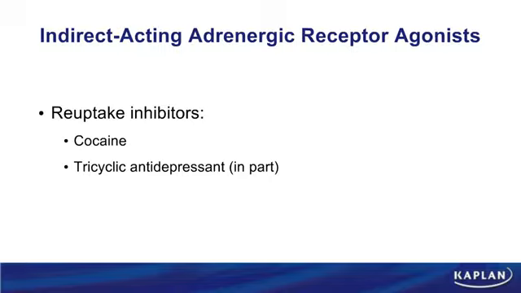Also in the category of indirect acting agonists are the reuptake inhibitors cocaine and TCAs. These are drugs that block the reuptake of norepinephrine into the presynaptic nerve, thereby increasing the amount of norepinephrine in the synapse. And that explains the stimulant-like effect that these drugs can give you. Once again, reference page 55 for these actions that we've reviewed earlier.